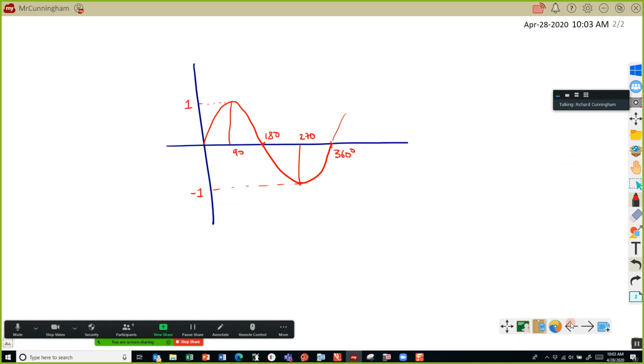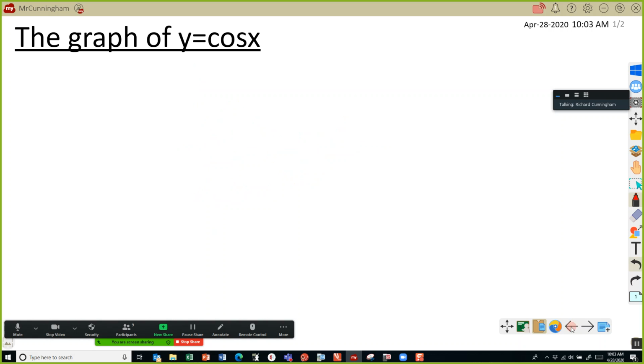Now, let me know if I'm going too fast here and you can't see what's on the screen, okay? Can everybody see what's on there at the minute? Okay, good.